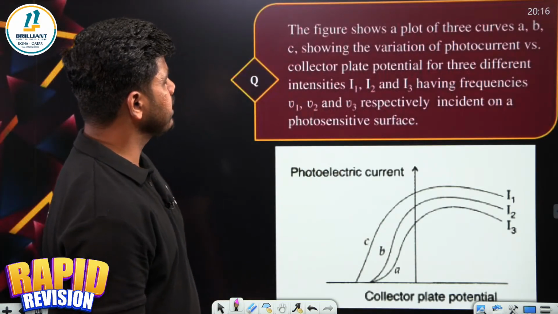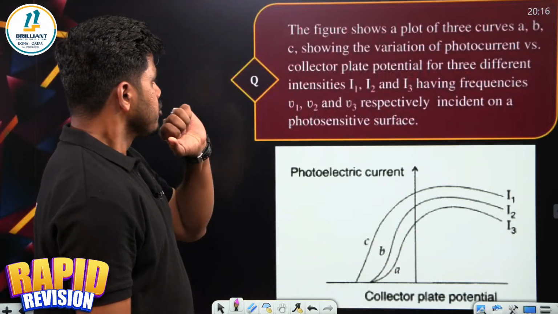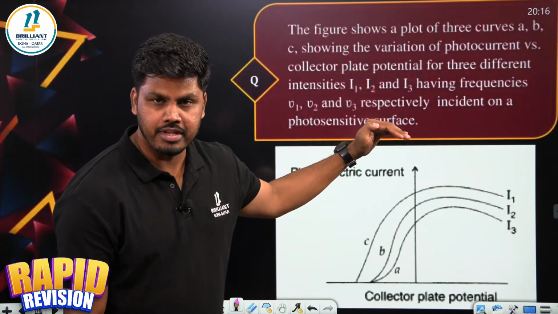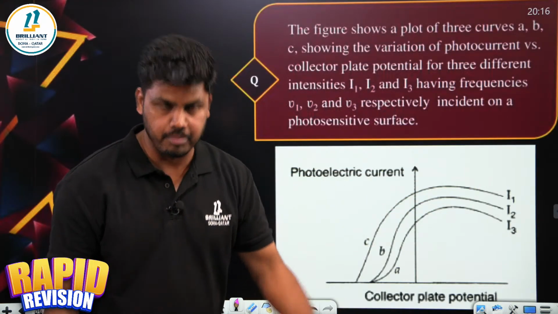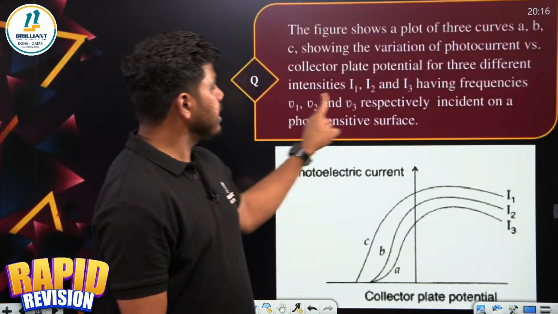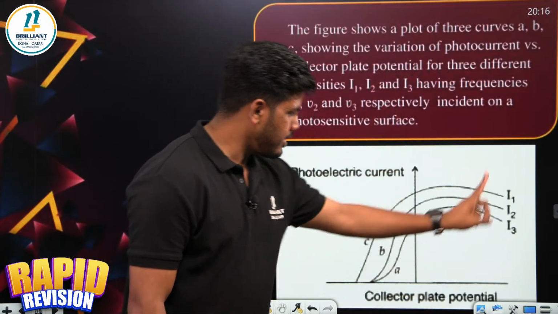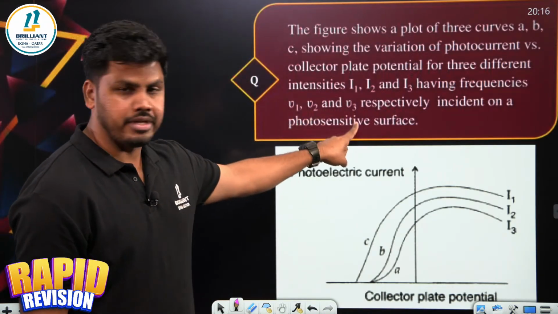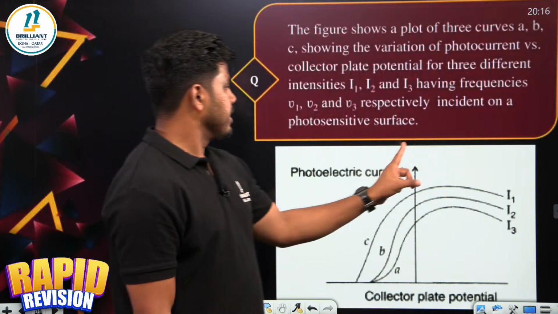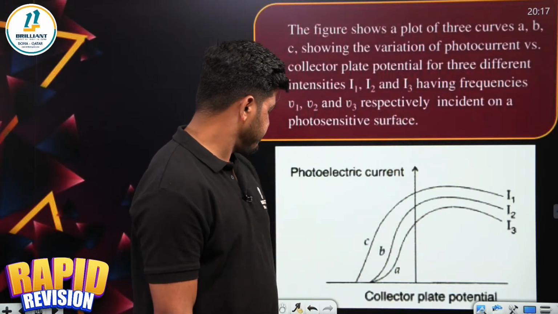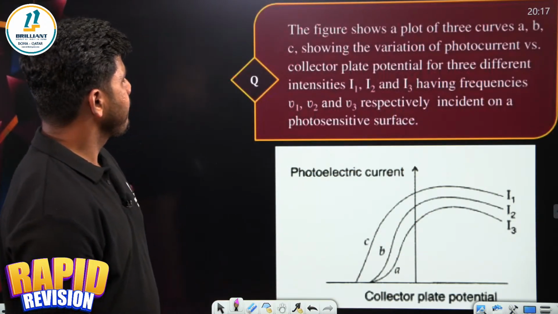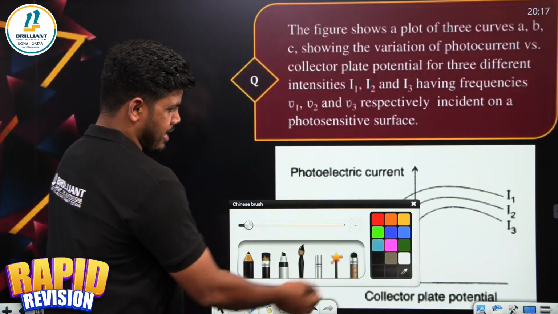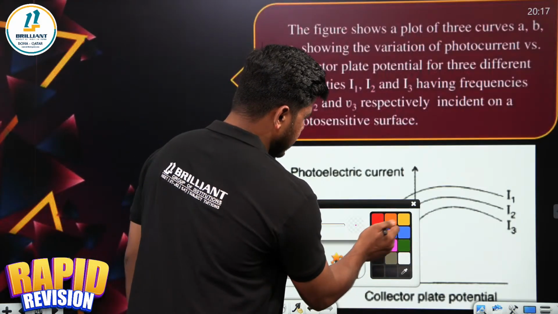Figure shows a plot of 3 curves A, B and C showing the variation of photocurrent versus collector plate potential. Collector plate potential is accelerating potential, applied potential basically, for the 3 different intensities I1, I2 and I3, having frequencies nu1, nu2 and nu3 respectively, incident on a photosensitive surface. The question is to identify the graph with same frequencies.